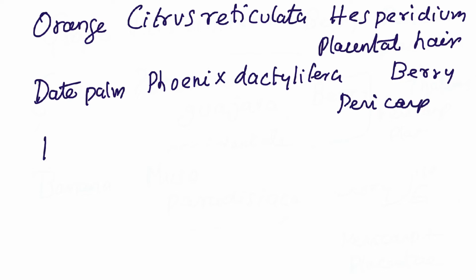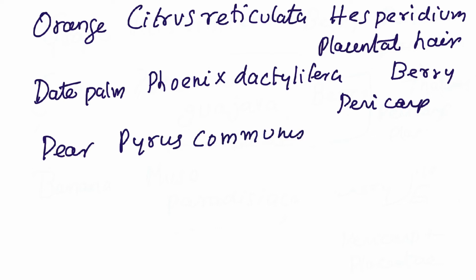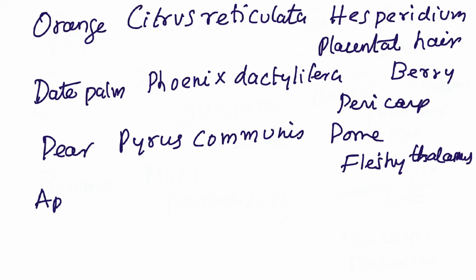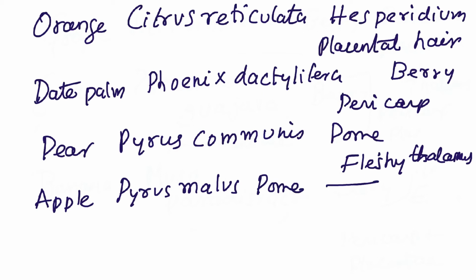Going on to the next example, it's the pear, Pyrus communis. And the morphological nature of the fruit is that it's a pome. And here the thalamus has modified into a fleshy part, and that is the edible part. That's quite the same case with apple also. The botanical name is Pyrus malus. Of course, as in the case of pear, the morphological nature is that it's a pome. Here also it's a fleshy thalamus, which is the edible part.